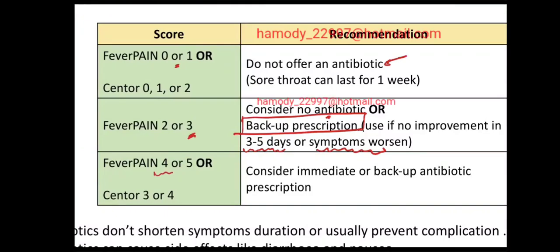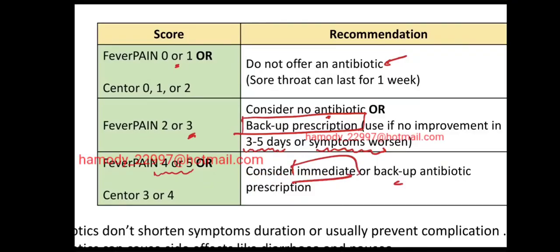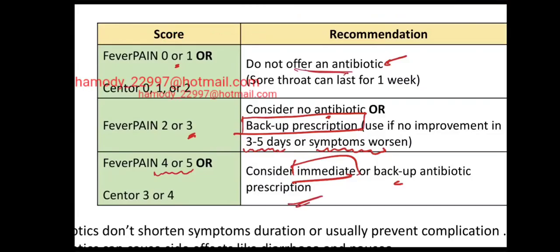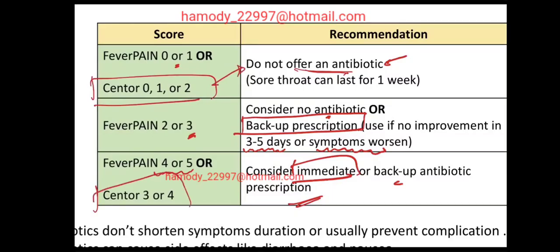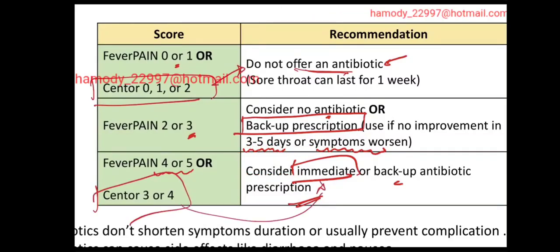If the FeverPAIN score is 4 or 5, what do we do? We immediately start them on antibiotics. Usually it is not a backup. We immediately start them on antibiotics. Let us see the Centor score. The Centor score has only two categories. Either you're not giving antibiotics or you're giving antibiotics. So Centor score 0, 1, 2, you do not give antibiotics. 3 and 4, you directly give antibiotics immediately.